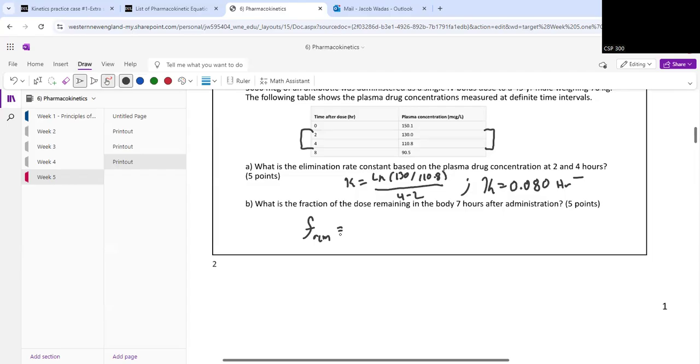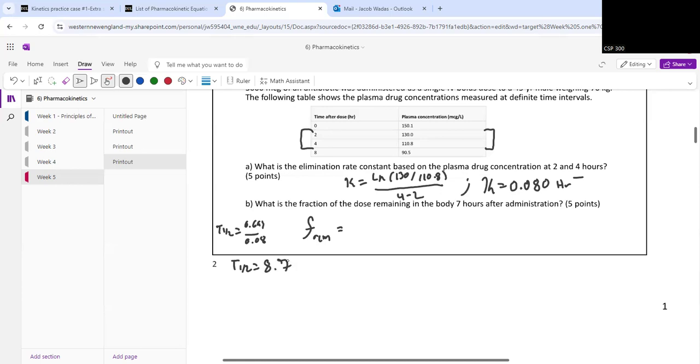Okay, so for this one, it'd be easier if we find what the actual half-life is. So we can do T half-life equals 0.693 over 0.08. Anyone have half-life? 8.6. Yes, 8.7. 8.7, yep.